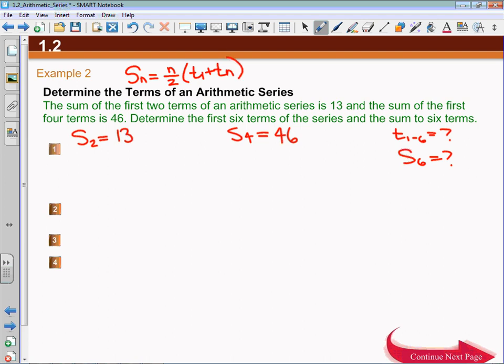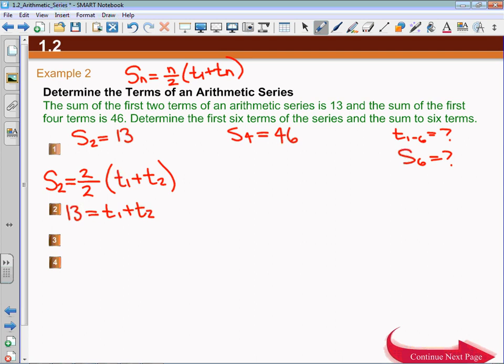If I use that formula, I could say that the sum of the first two terms is equal to, we know n is 2, so it's 2 over 2, but I don't know term 1, and for this particular equation, I don't know term 2. So we run into maybe not a brick wall, but we get that 13 is equal to term 1 plus term 2. That's not bad, right? If we can get another equation with term 1 and term 2 in it, then I have a systems of equations.